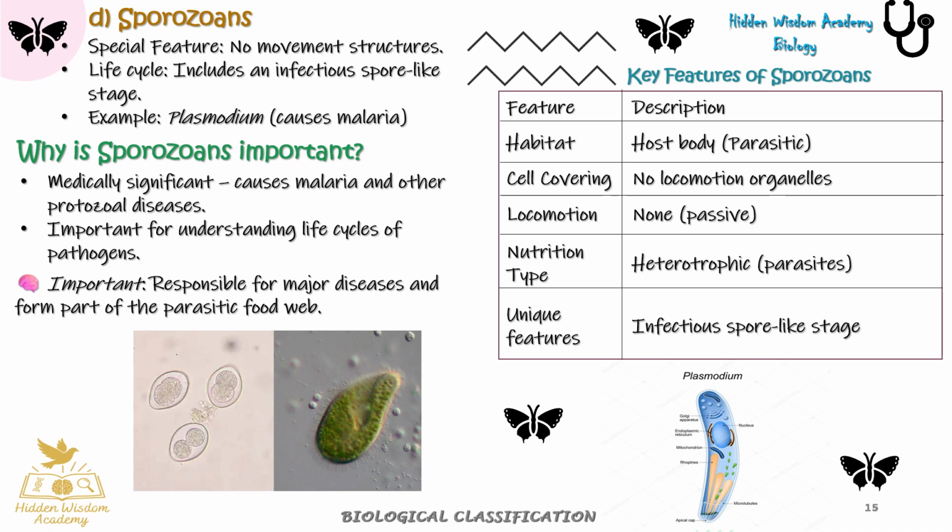Important. Responsible for major diseases and form part of the parasitic food web. Key features of sporozoans with their description. Habitat, they live in the host body, parasitic. Cell covering, they have no locomotion organelles. Locomotion is passive. Nutrition type is heterotrophic, parasites. Unique feature is they have an infectious spore-like stage.